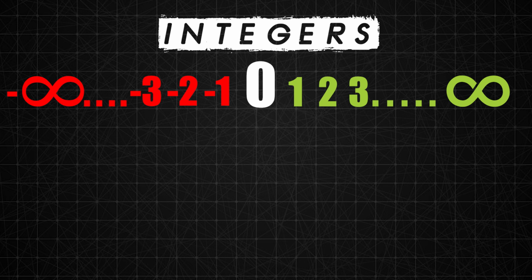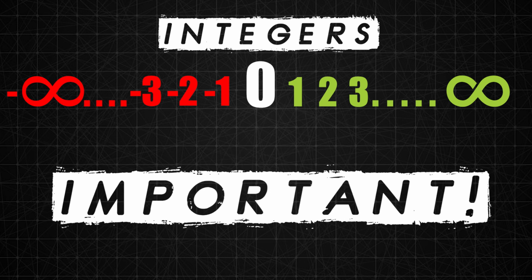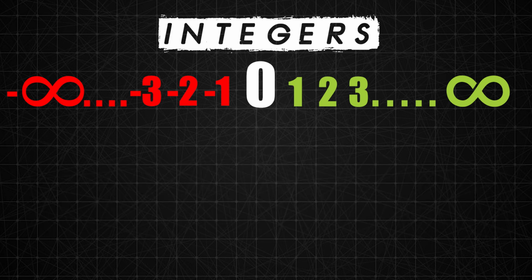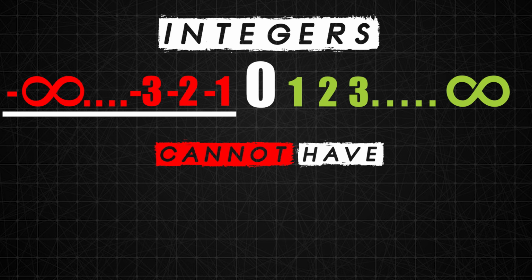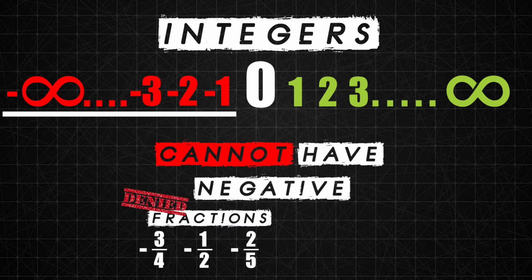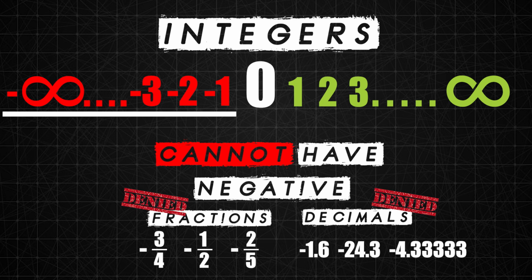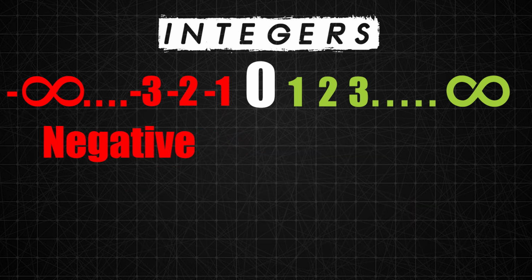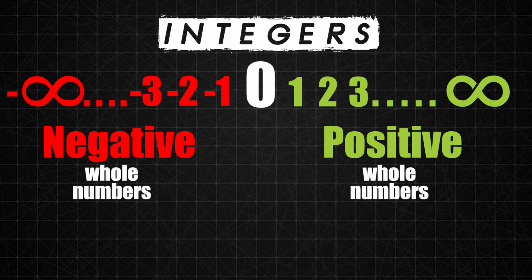And another thing that's really important, because a lot of students make this mistake. Although integers include negative numbers, they cannot have negative fractions or negative decimals in them. They can only be negative or positive whole numbers. I'm going to say that one more time. Integers can only be negative whole numbers or positive whole numbers. They cannot be fractions, nor can they be decimals.